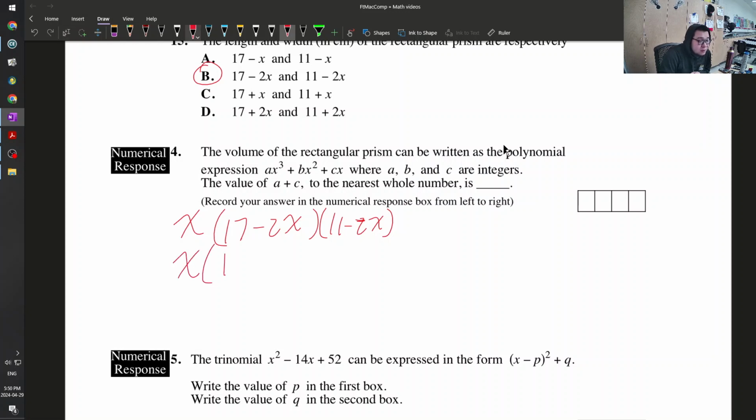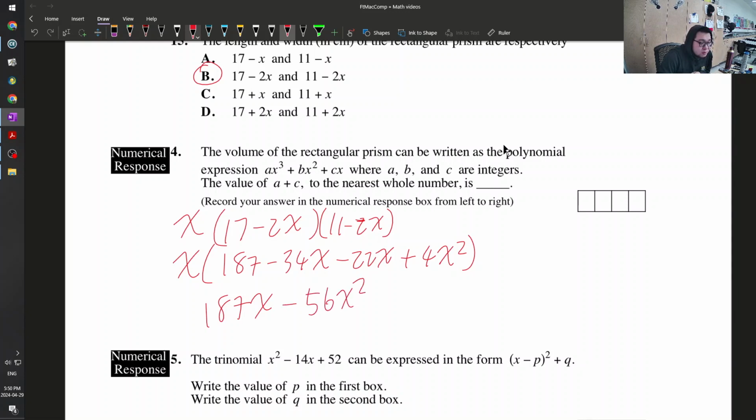Okay, 17 times 11, 187 minus 34x minus 22x plus 4x squared. Expand and simplify. 187x. Negative 34 minus 22 is negative 56, so negative 56x squared plus 4x cubed. Okay, so they want A and C. So this is my A, this is my C.